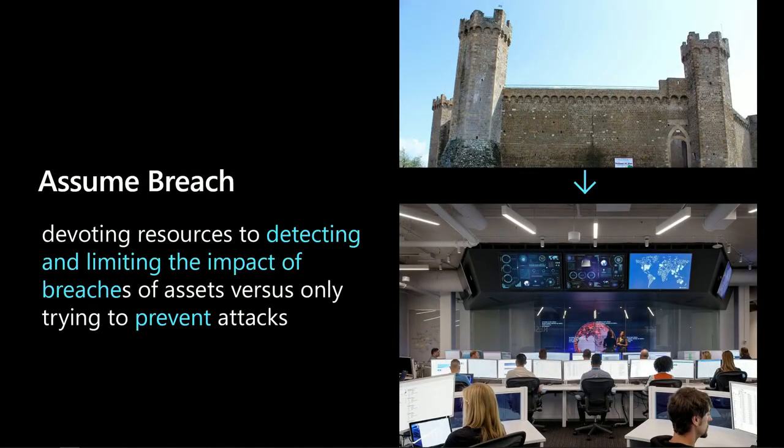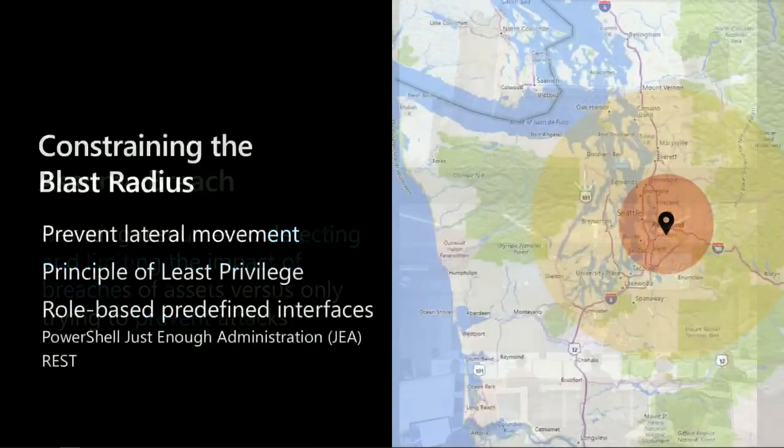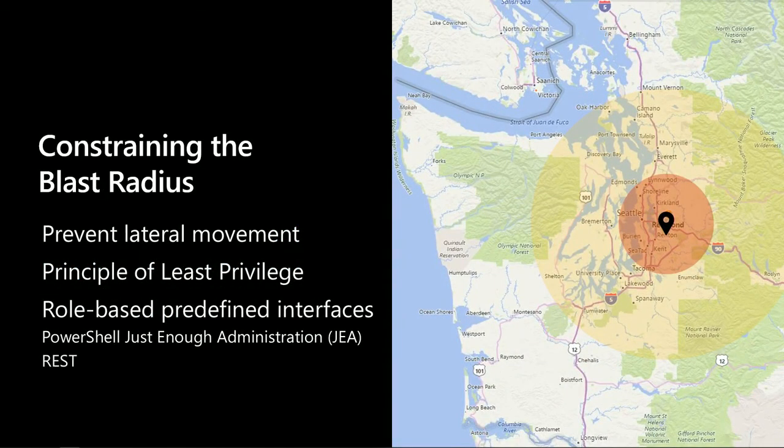Okay, assume breach. This is where they build the system so that if something did get compromised, there's no lateral movement. When I have a component that needs to talk to another component in the system, it can only talk to that component. As I said, we have the ACLs, we prevent lateral movement, and we use the principle of least privilege wherever we can. And then we have these predefined interfaces, like PowerShell and the JEA endpoint, which means we can constrain how you can actually interface with the system.